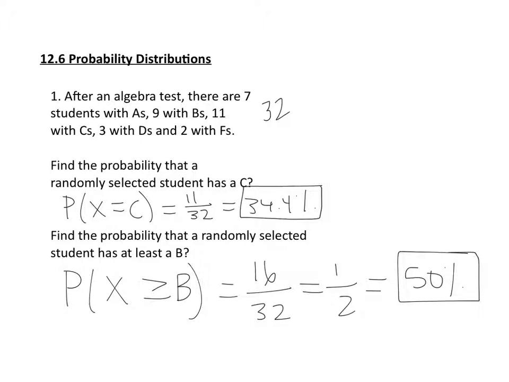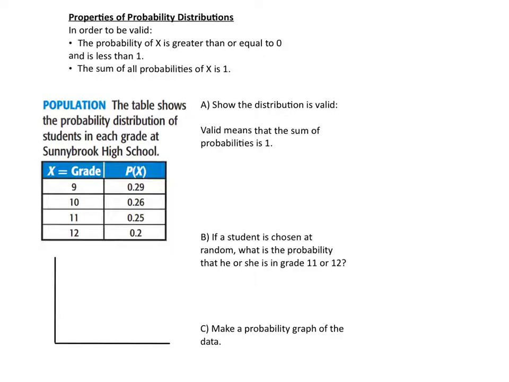So looking at a little bit of new notation here. Properties of probability distributions. In order to be valid, the probability of x is greater than or equal to 0 and less than or equal to 1. So when you add up all of the probability of x, what we're figuring out, it has to be greater than or equal to 0, but also less than or equal to 1. And the sum of all probabilities of x should equal 1, right? That means we have 100% of something. So that's how we're going to show that it's valid.